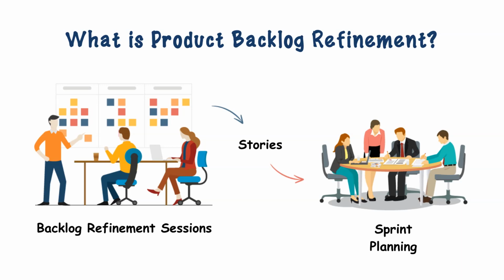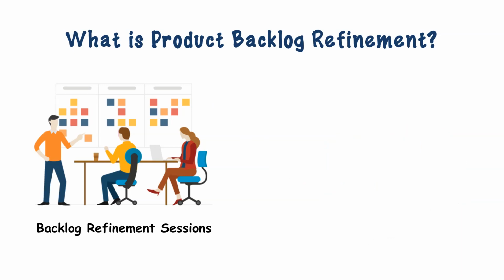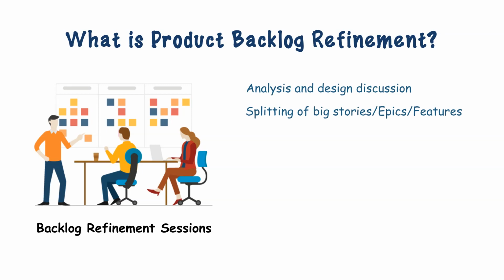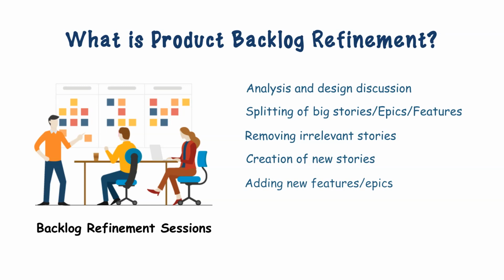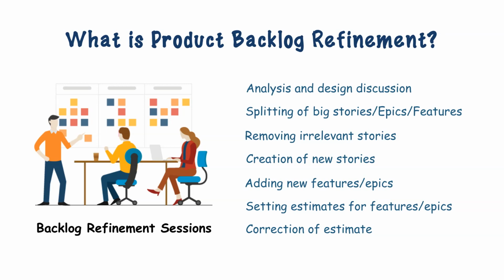The backlog refinement process happens regularly and includes analysis and design discussion, splitting or decomposition of big stories or epics or features, removing irrelevant stories, creation of new stories following the newly discovered requirements, adding new features or epics, then setting estimates for features or epics, correction of estimate following the newly discovered need.